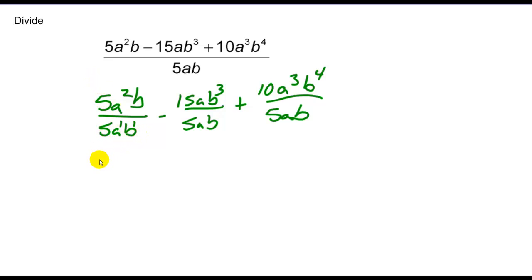5 over 5 is 1. I'm left with an a. And the next I have 3. The a is reduced, but I have b squared. And lastly, the 10 and the 5 reduce to a 2. A reduces to a squared, b reduces to b cubed.